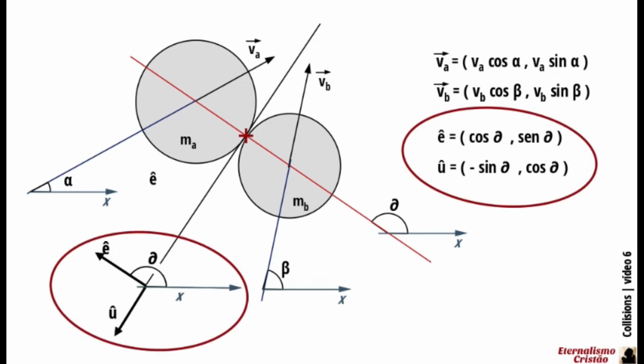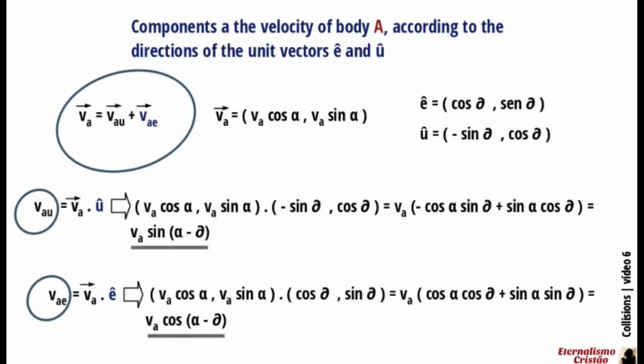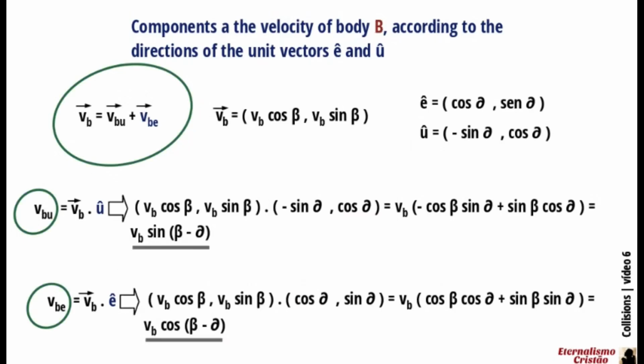Just as the unit vectors are defined, we, now, operate dot products in order to find the components of the velocities along the direction of the unit vectors, E and U. Notice the use of known trigonometric identities.